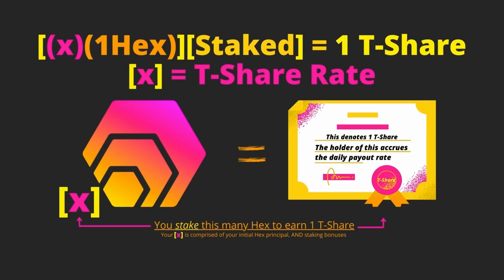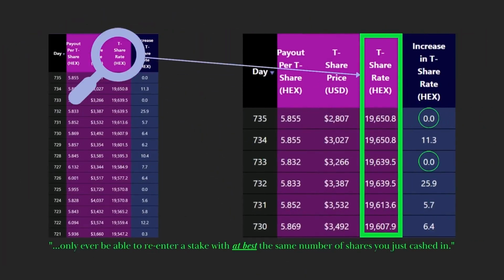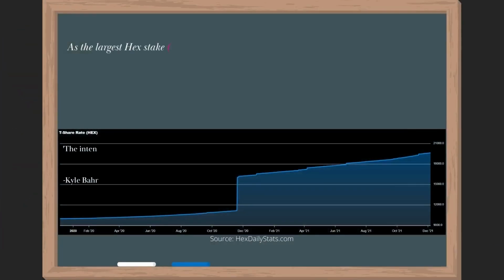It can be represented in dollar terms or fiat currency terms, but the power of the T-Share rate becomes most evident when viewed through the lens of Hex terms, which we will do now. In the column highlighted to the right, we see the T-Share rate of Hex. We can see that the number in this column only increases or remains the same. That is because, in Hex terms, the price, the required number of Hex necessary to acquire one full T-Share at the time of staking, only increases over time.